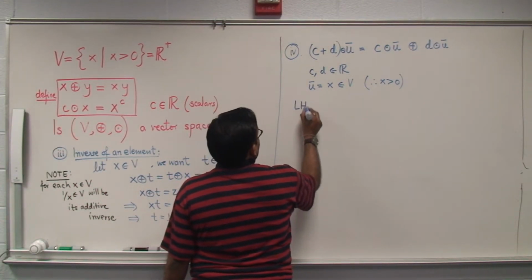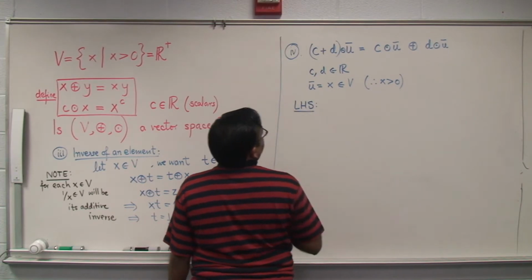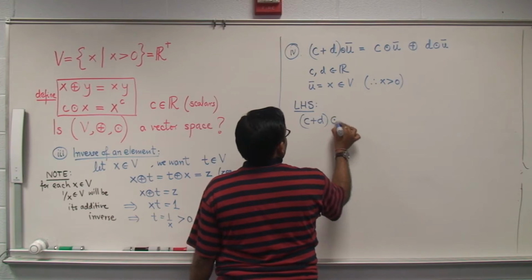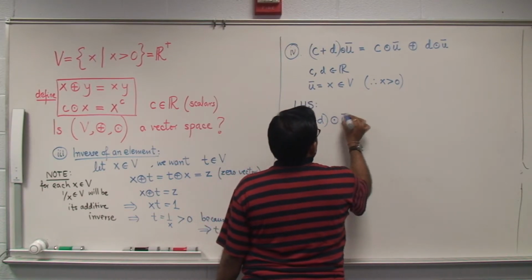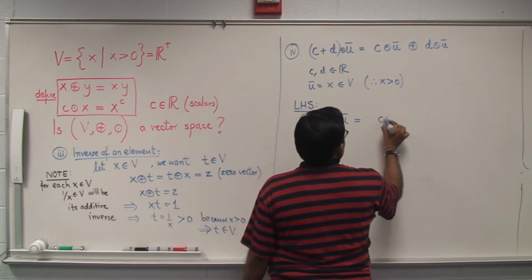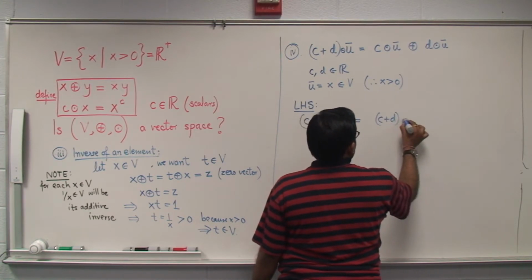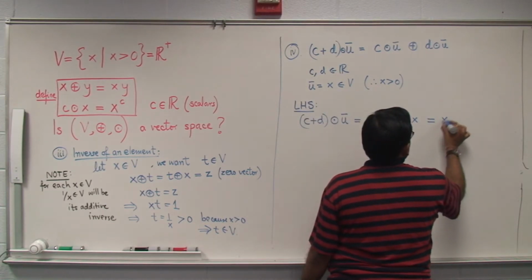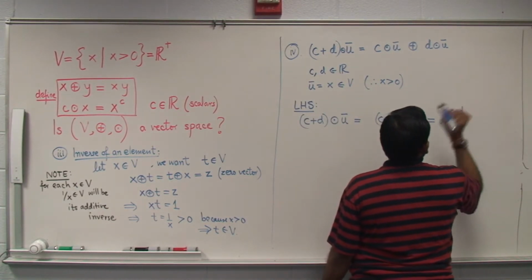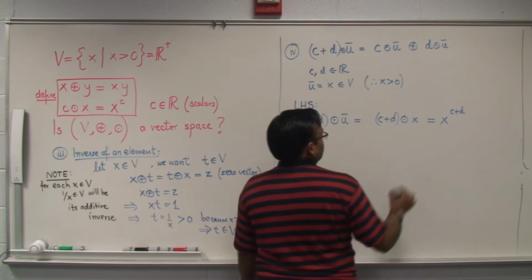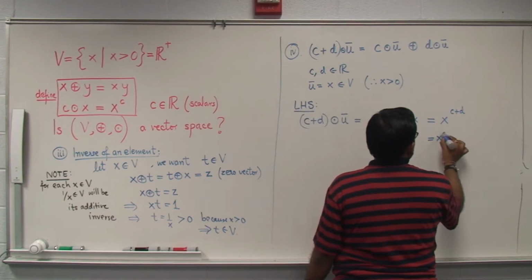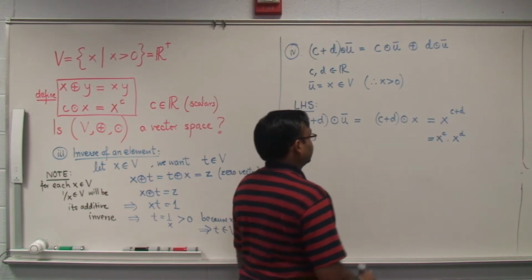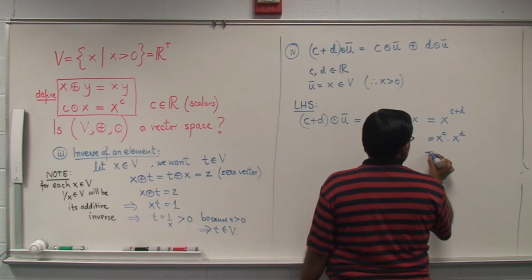So we go with the left hand side, which is c plus d times u. For us, this would be c plus d, which is a scalar, times x. And by our definition, this would be x to the c plus d, which we know using the rules of exponents is x to the c times x to the d.